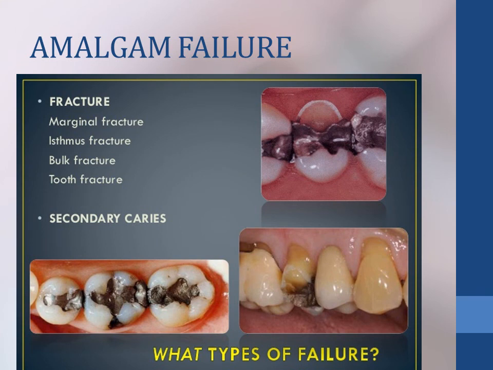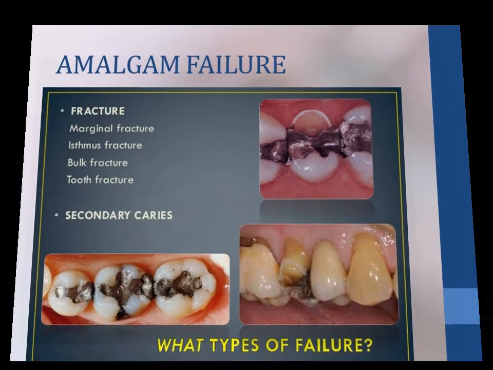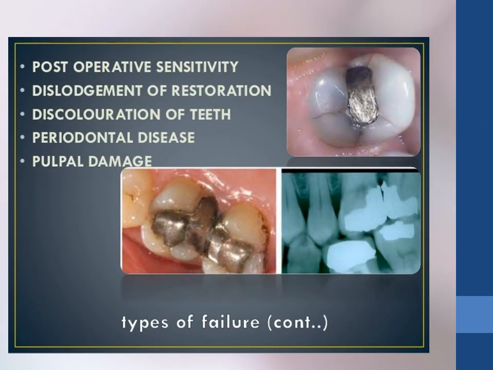If you look at amalgam failure, causes are fractures: the marginal fracture, the isthmus fracture, bulk fracture, and tooth fracture, and secondary caries. Postoperative sensitivity, dislodgement, discoloration, periodontal disease if the oral hygiene is not maintained, and pulpal damage.